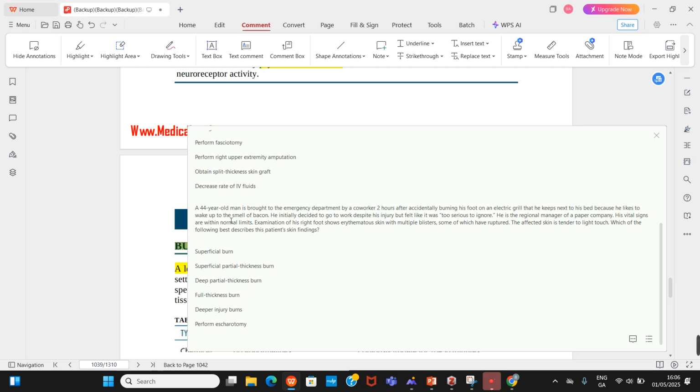Examination of the right foot shows erythematous skin with multiple blisters, some of which have ruptured. The affected skin is tender to touch. Which of the following best describes this patient's skin findings? So what kind of grade is this? I like this question. What kind of grade is this?